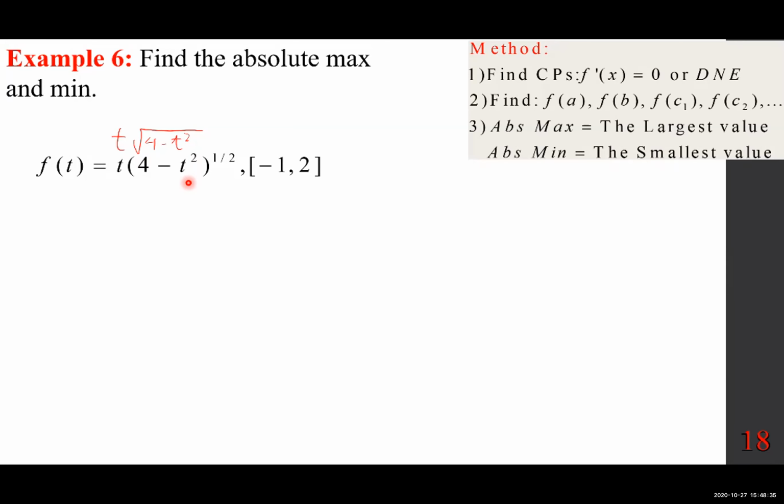So rather than accepting this, let's see what the domain is for this one. The restriction is this one. Because it's a square root, what's underneath must be nonnegative. In other words, 4 minus t squared, which is 2 minus t times 2 plus t, must be larger than or equal to 0. I hope you remember that. And we use a sign graph.